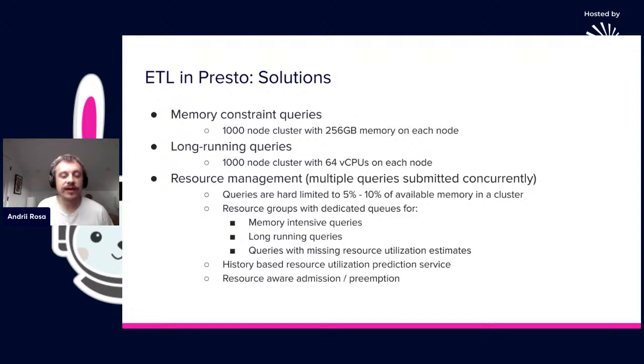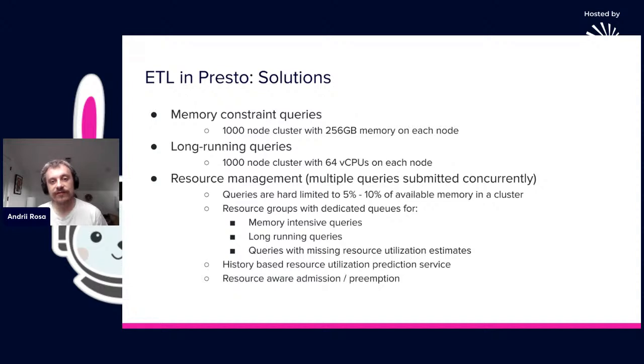So how did we address this? How was it addressed at Facebook initially? So basically the idea was that, okay, let's just deploy these massive clusters, like 1,000 nodes each with 256 gigabytes of memory on each node. And with that big amount of memory, it is unlikely for a single query to run out of memory. This is just a lot of memory.